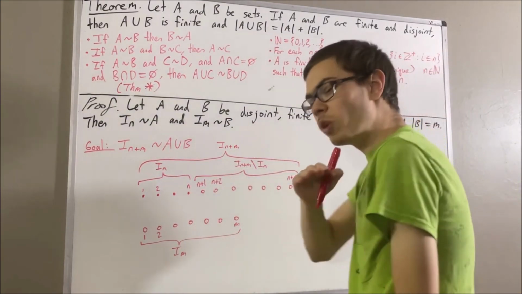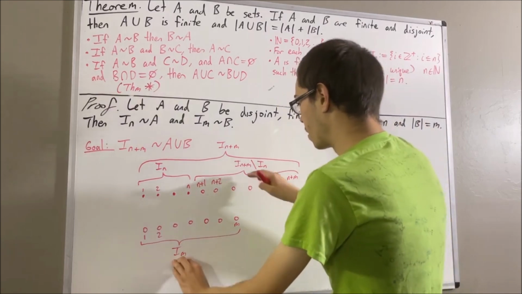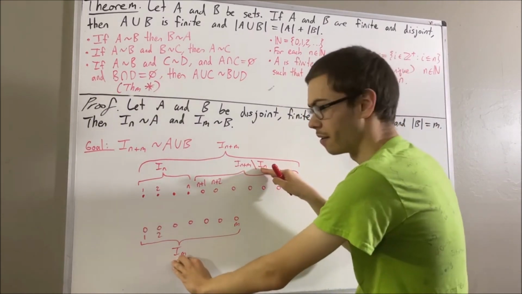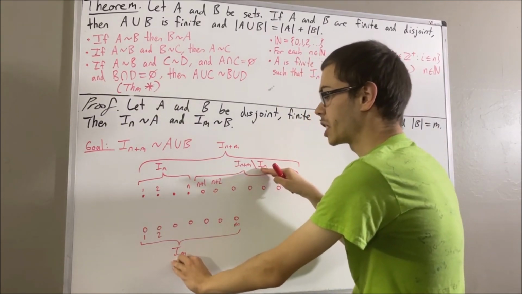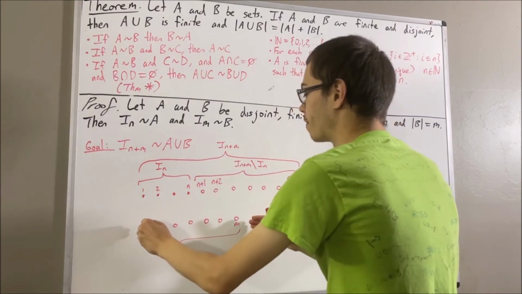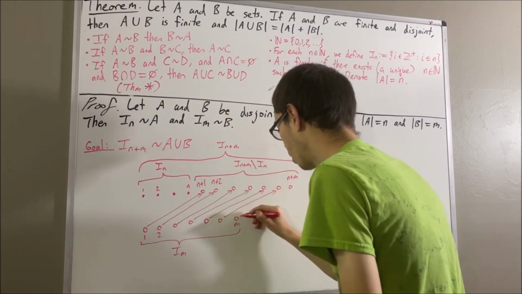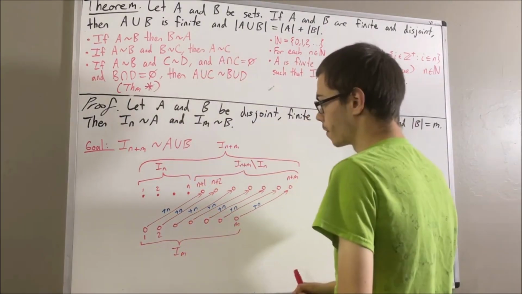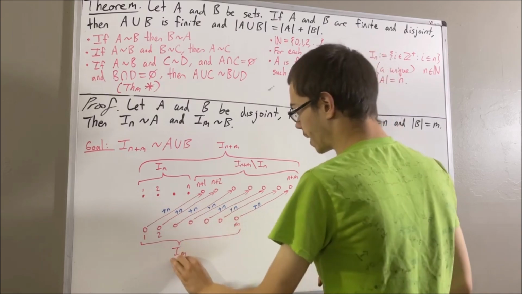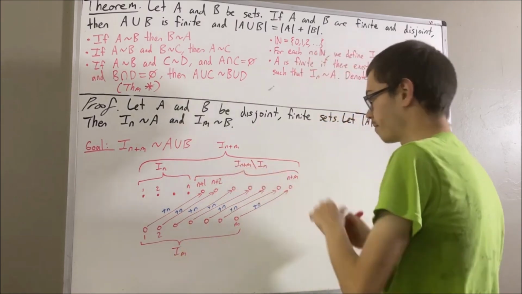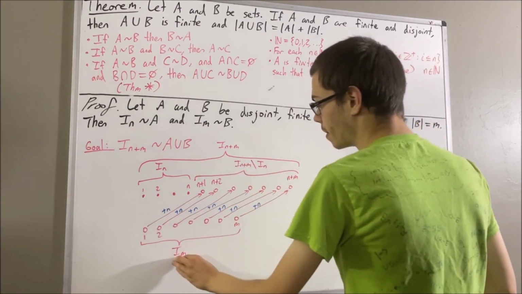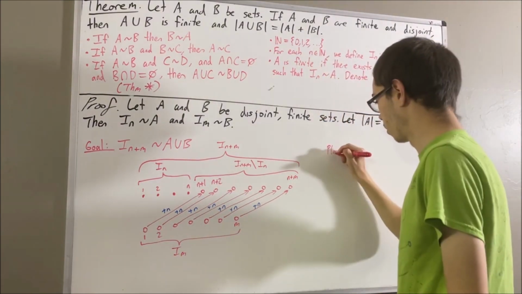And we have a bijection from Im to In plus m set minus In. And that bijection is defined by taking each element of Im and adding n to it. So we can define a bijection from Im to In plus m set minus In by taking each element of Im and adding n to it.